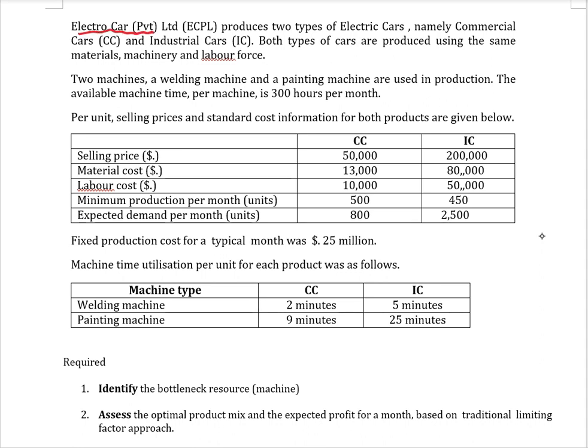Electrocar Private Limited, ECPL, produces two types of electric cars, namely commercial cars, which is known as CC, and industrial cars, which is known as IC. Both types of cars are produced using the same material, machinery and labor force. So there are two types of cars manufactured here. Two machines, welding machines and painting machines, are used in the production. There are two types of machines used, welding as well as painting.